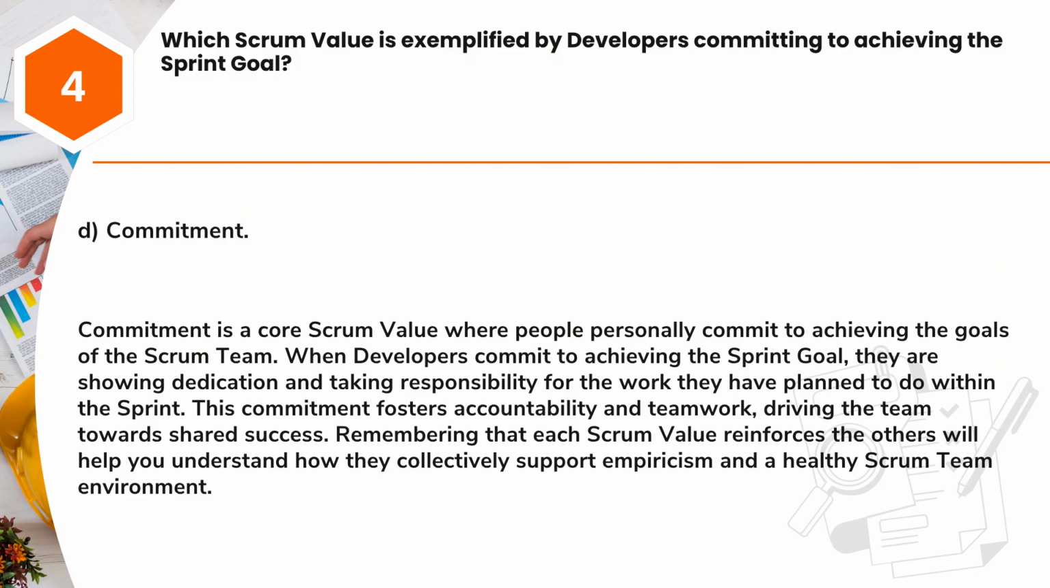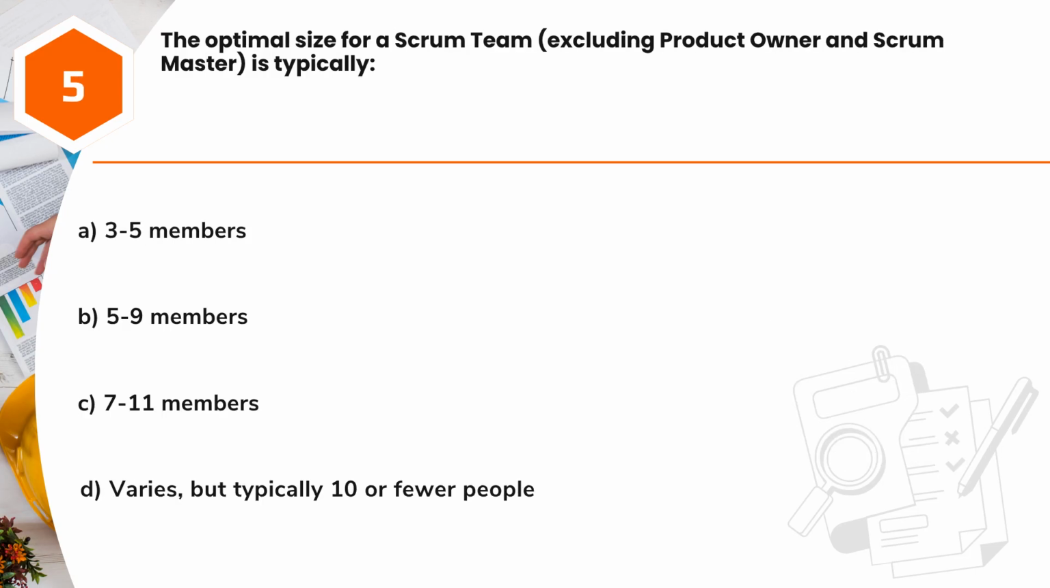Commitment is a core Scrum value where people personally commit to achieving the goals of the Scrum team. When developers commit to achieving the sprint goal, they are showing dedication and taking responsibility for the work they have planned to do within the sprint. This commitment fosters accountability and teamwork, driving the team towards shared success. Remembering that each Scrum value reinforces the others will help you understand how they collectively support empiricism and a healthy Scrum team environment.